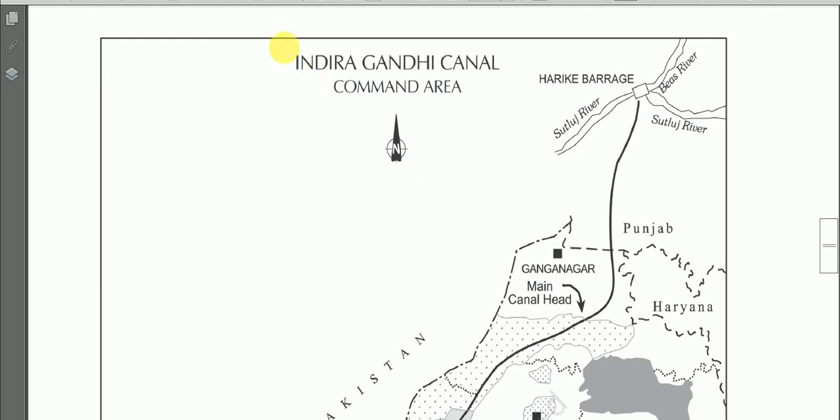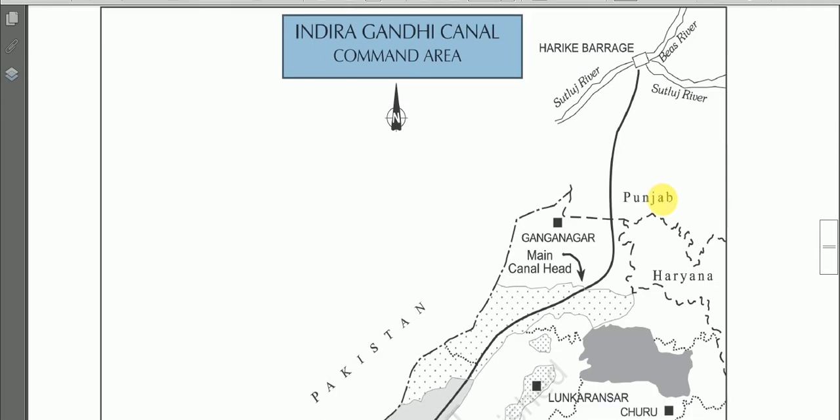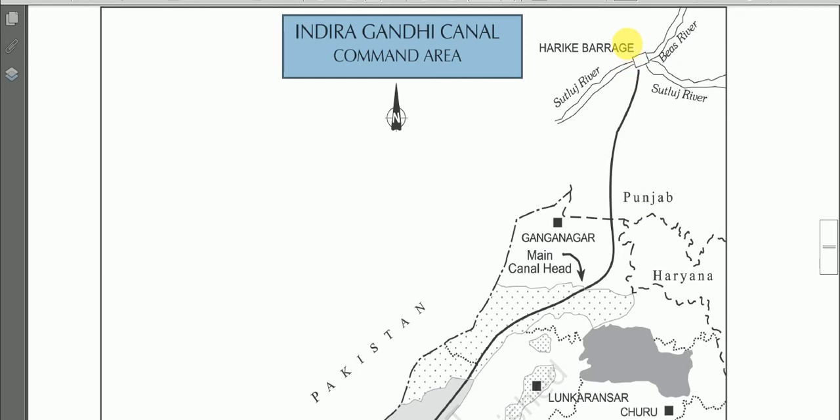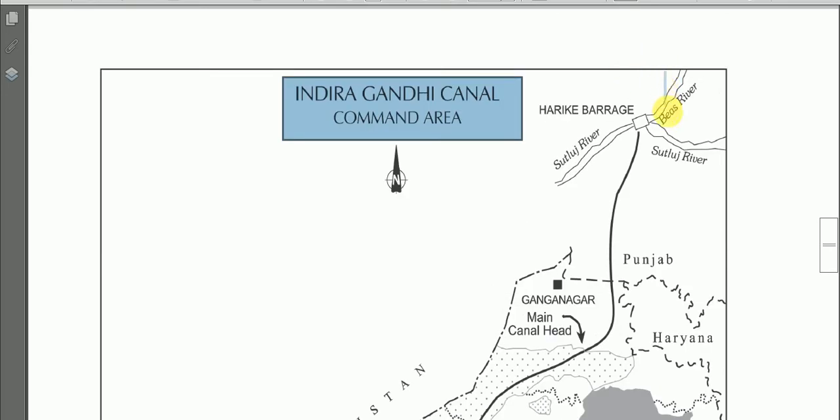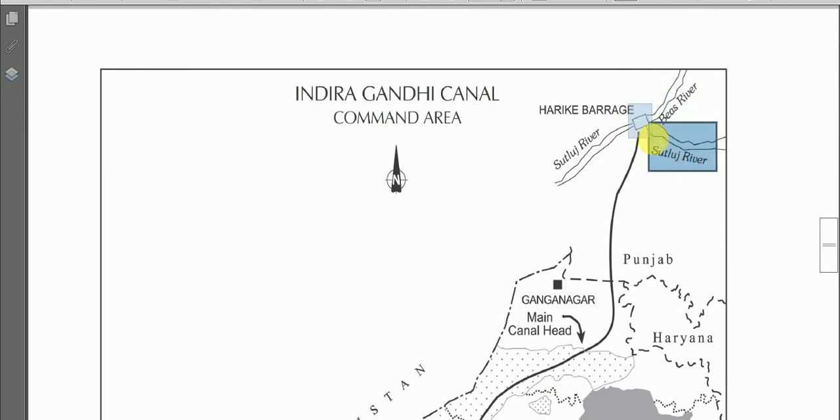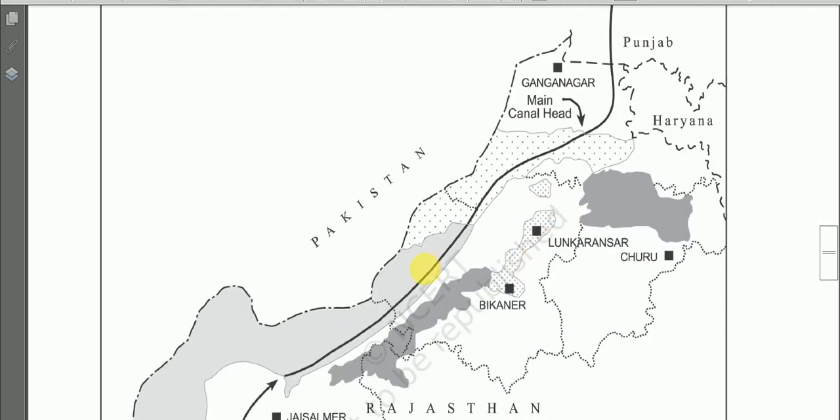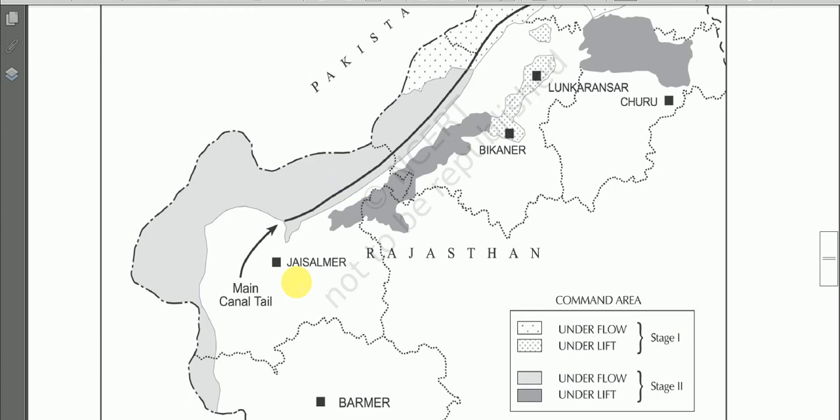So it is about the Indira Gandhi Canal command area. This is an example, a case study of a sustainable development project, and this map shows the Indira Gandhi Canal command area. See here, at the confluence of the Beas and the Sutlej rivers, a barrage is constructed, and from here the Indira Gandhi Canal is laid.